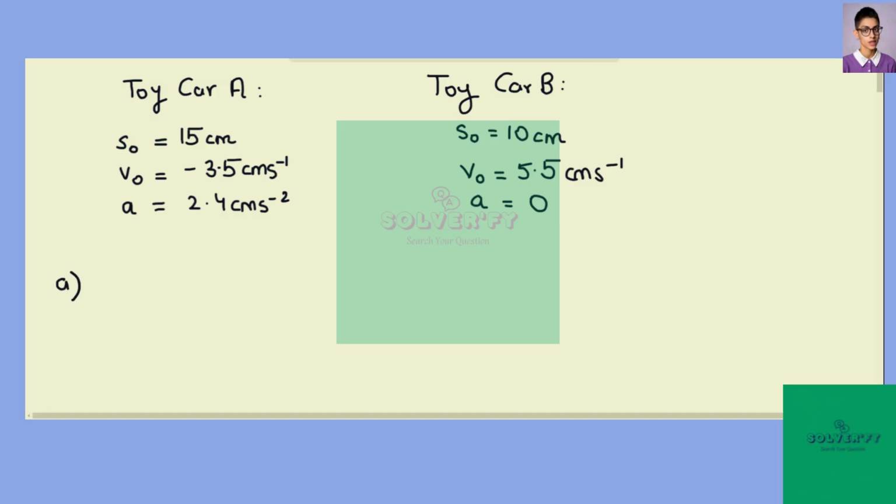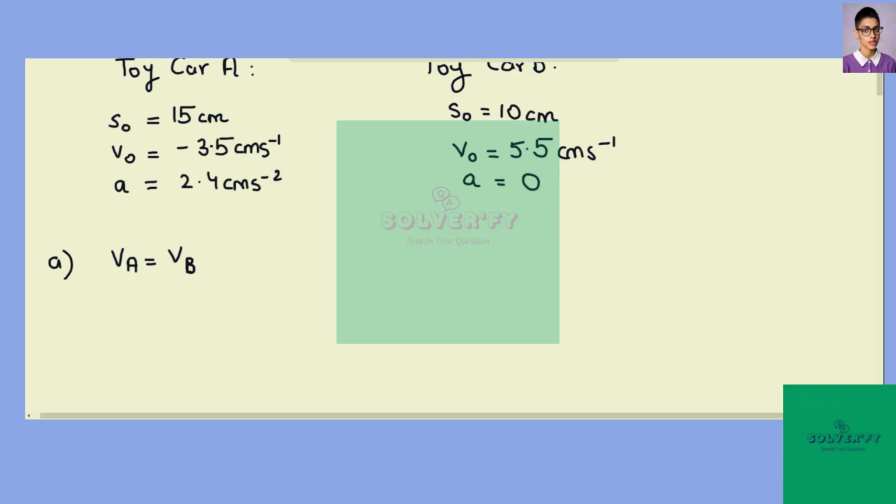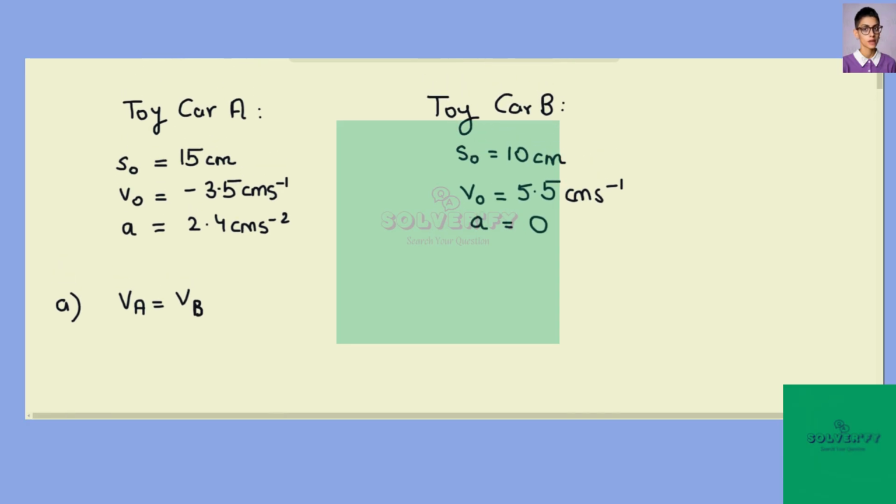For the first part, we need to find the times at which the velocity of A equals the velocity of B. Now, note that there is no acceleration on truck B, and it has an initial velocity of 5.5 centimeters per second. Since it has no acceleration, the velocity of B at any time is equal to its initial velocity, and that is just equal to 5.5 centimeters per second.